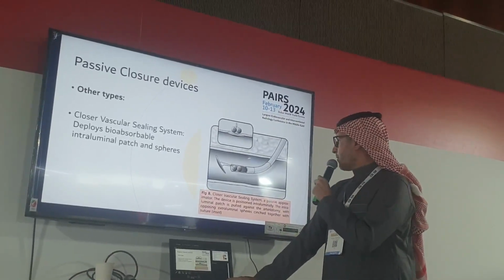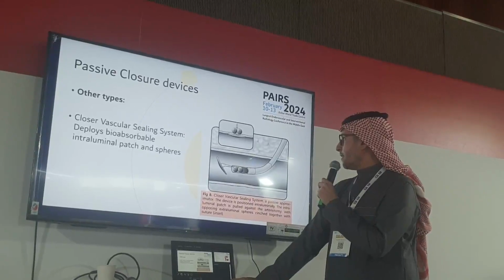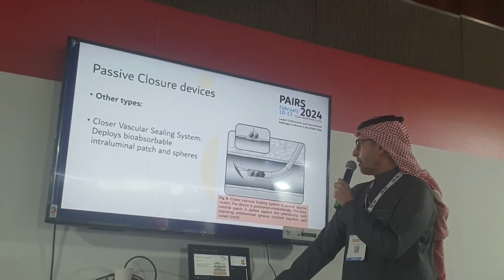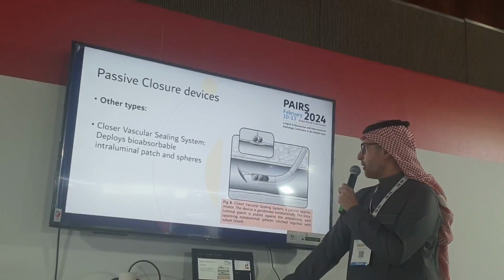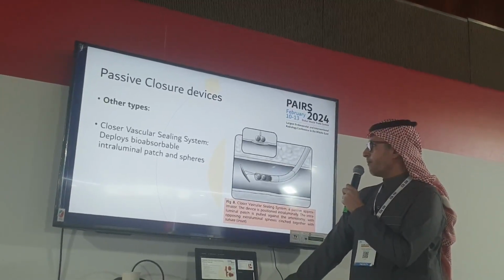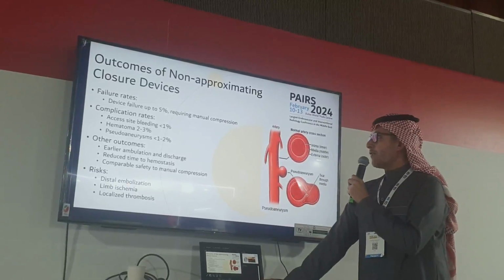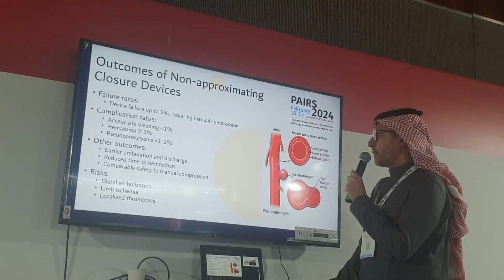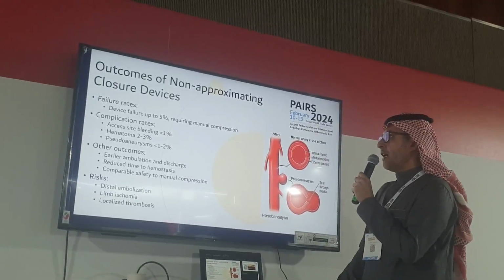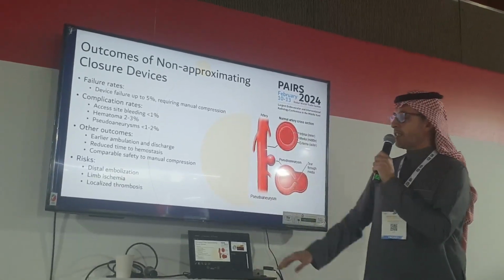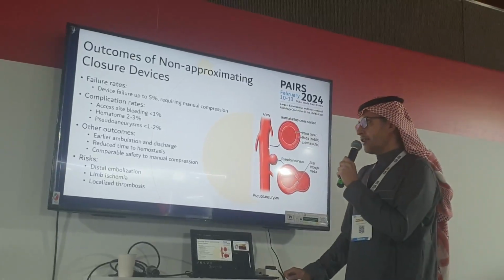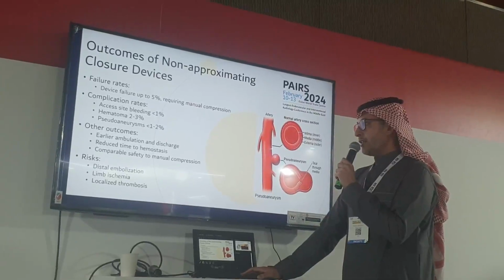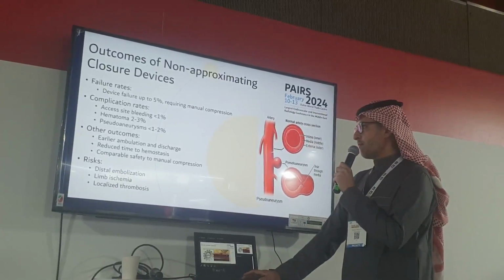We also can have other accessories that use the same idea, with a plug on the extraluminal side and some anchor intraluminally that will be dissolvable. The failure rate's still quite high, and I think that because it is so simple, people use it too liberally. The bleeding is less than 1%, hematomas are low, pseudoaneurysms are low, and the outcome is significant for early ambulation and reducing time to hemostasis.